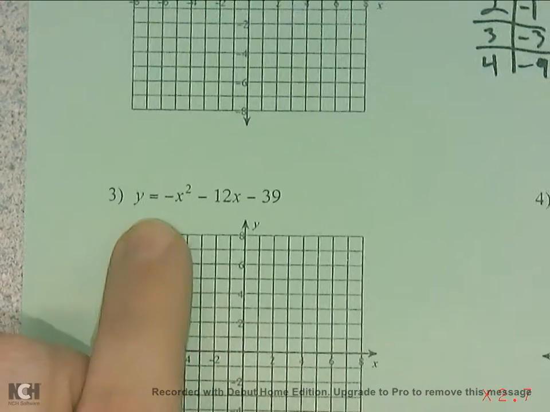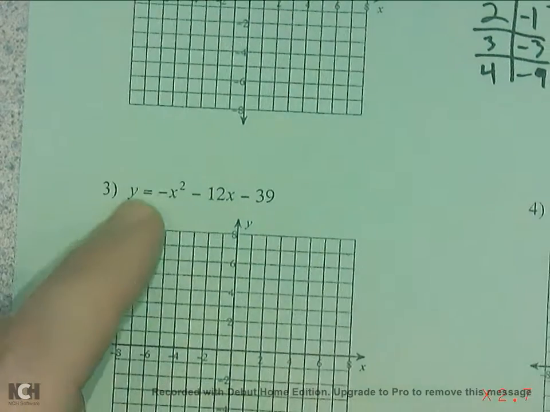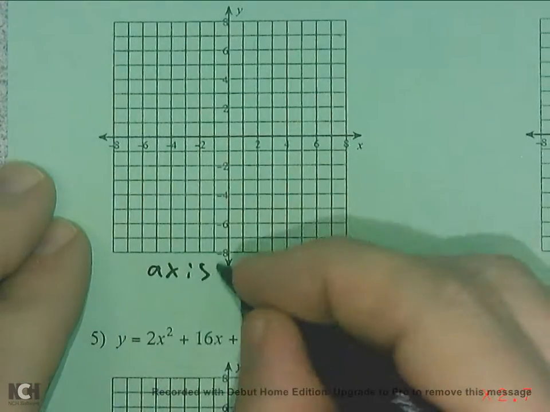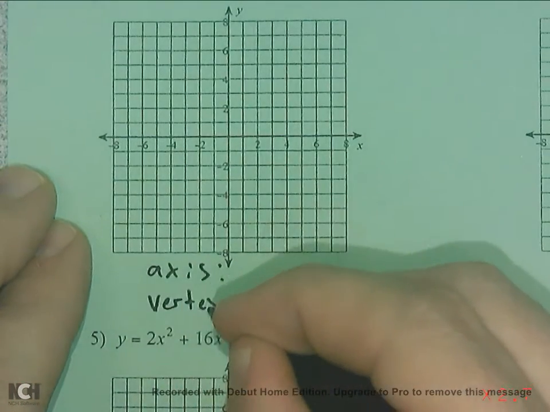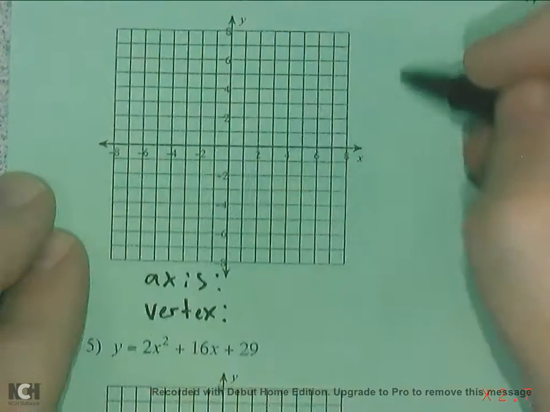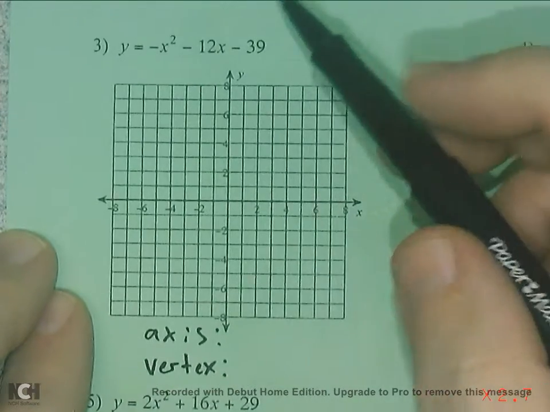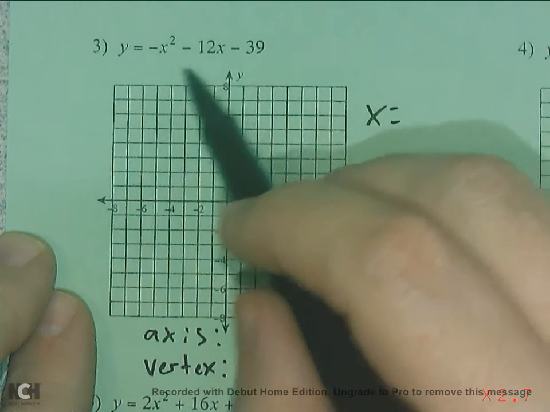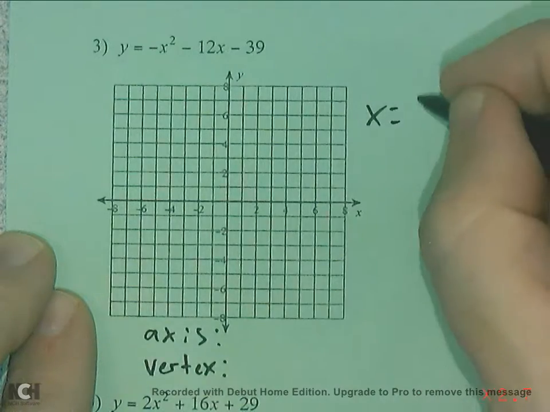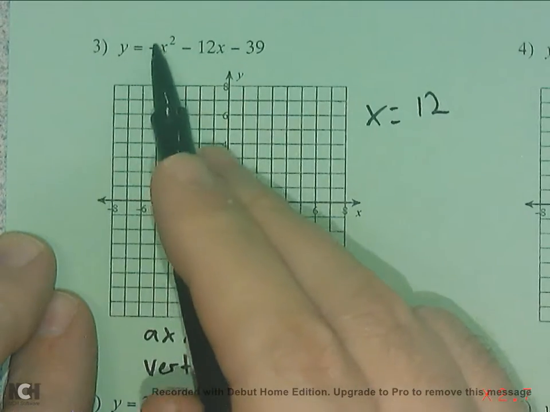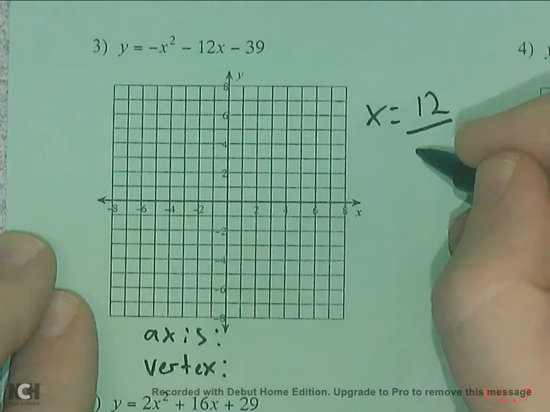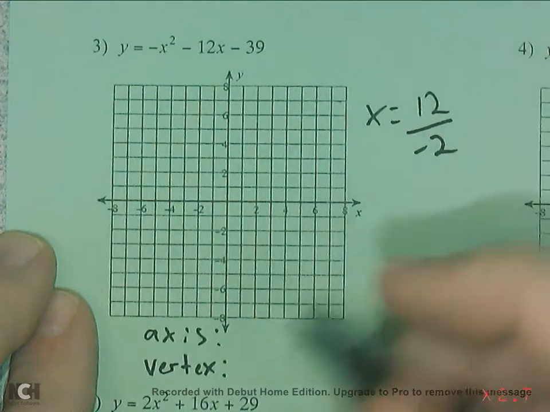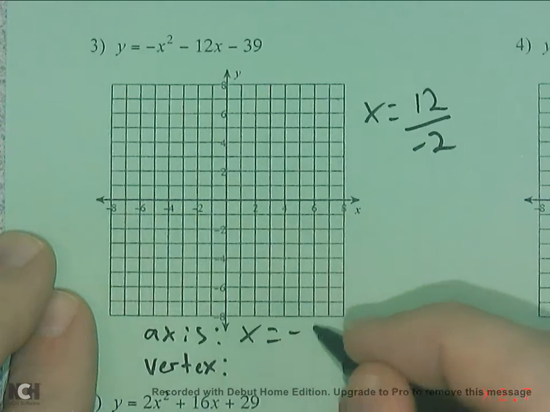So let's look at this one. We'll start by finding the axis of symmetry. Okay, so I'm going to find the axis of symmetry and I need to find the vertex. Those are the two things I need to find. So the axis of symmetry would be x is equal to negative b over 2a. Negative b, negative 12, would be positive 12. And then a is negative 1, so I'd be dividing it by a negative 2. Because 2 times negative 1 is negative 2, which is going to be negative 6. So x is equal to negative 6.